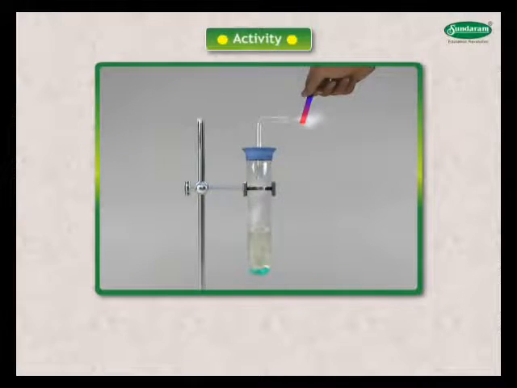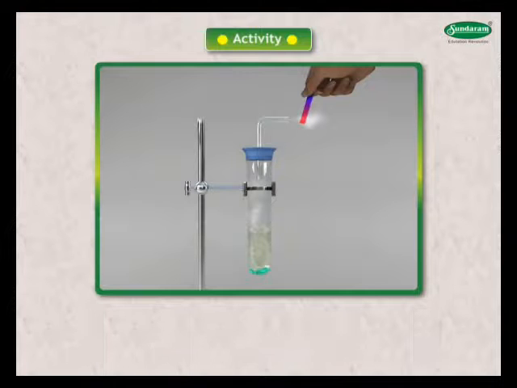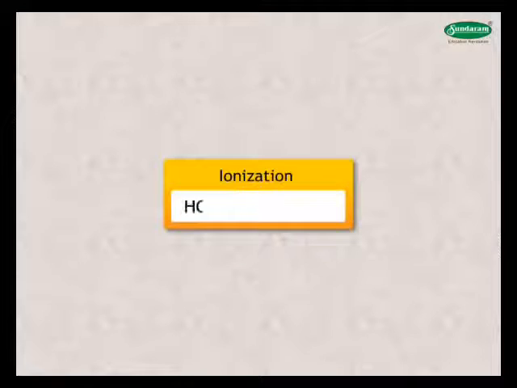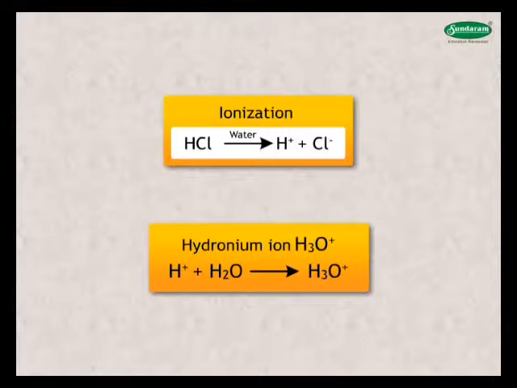In humid conditions, the HCl gas gains moisture from air and ionizes, so precaution should be taken to keep gas dry. Separation of HCl into H+ and Cl- ions will be possible in presence of water. The process is termed as ionization. Hydrogen ions cannot exist alone. They will always combine with water and form hydronium ion. H+ plus H2O gives H3O+.